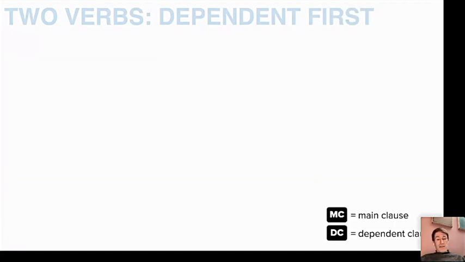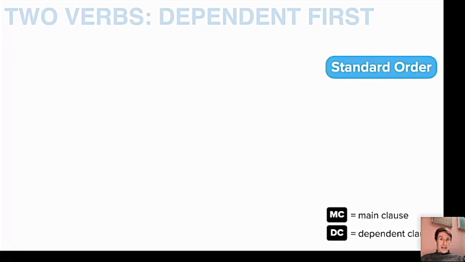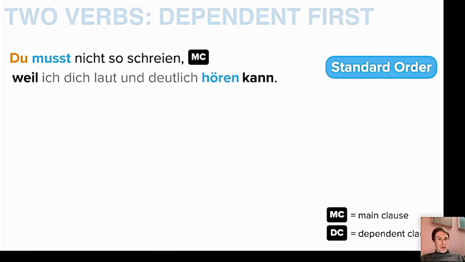There is one beautiful possibility in German. Let's take a look at what I call the standard order. You could have a standard sentence: You don't have to scream, schreien, to scream, and then you put the dependent clause after. That's a standard order. That's how I would suggest you write until the end of B1.